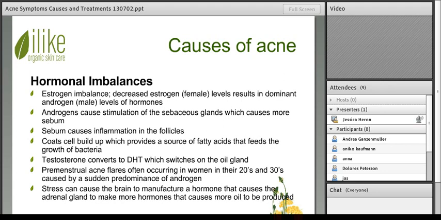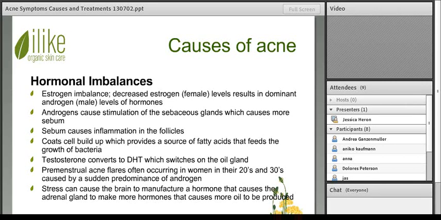Stress can cause the brain to manufacture a hormone that causes the adrenal gland to make more hormones, which causes more oil to be produced. So stress is another factor that can play a part in the condition of the skin. And if we're already prone to acne breakouts, stress in life can also play a role. So de-stressing your lifestyle can be something you work on with clients, helping them find different ways to do that.